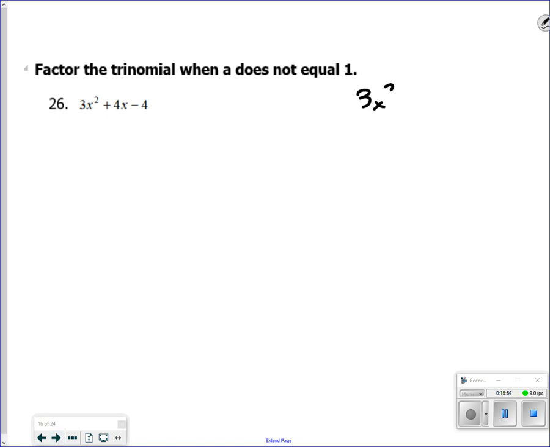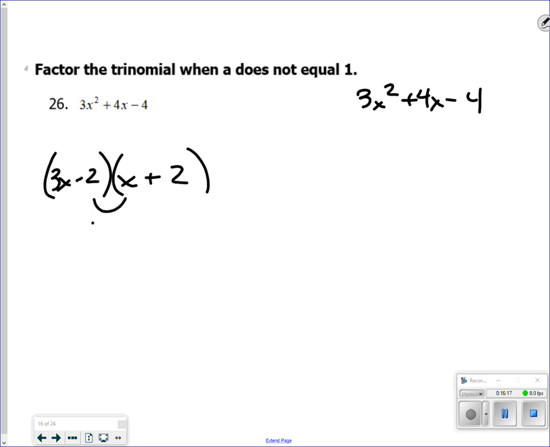All right, welcome back. So I am going to do this in two different ways again. 3x and x are really the only ways to get 3x squared. Negative 4. Now there are some options here, like plus and minus, things like that. I'm going to go with a plus 2 and a minus 2, and I check it. Negative 2x, negative 6x, positive 6x adds up to positive 4x, so I did it right.